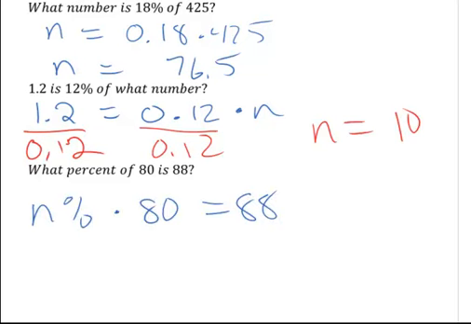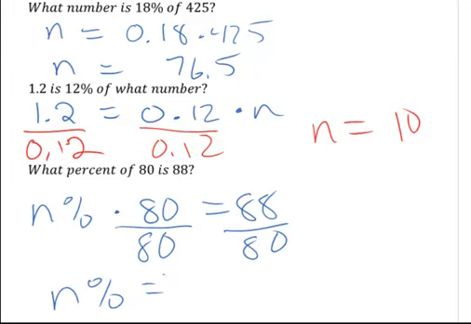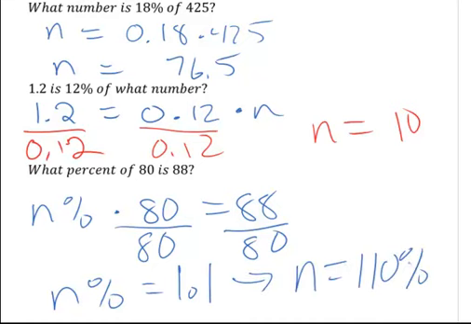All right, you might want to hit pause one more time. You should have ended up with n% times 80 equals 88. We need to get the letter n by itself, so we're going to divide both sides by 80. And so now I have n% equals 88 divided by 80, which is 1.1, but I need to change that to a percent. That should give me 110%.